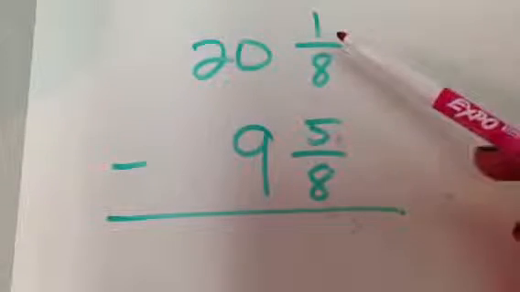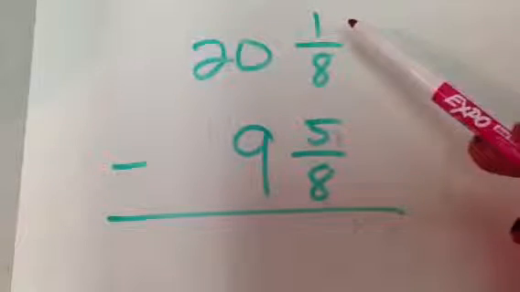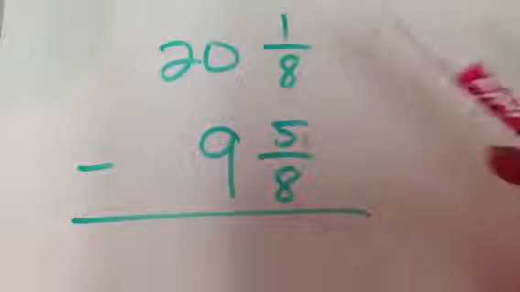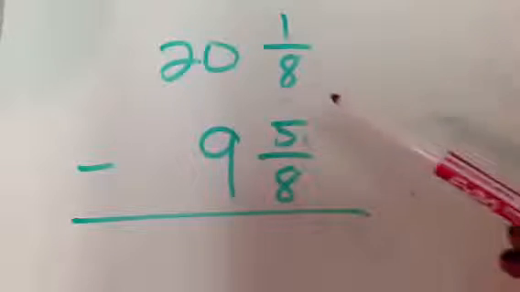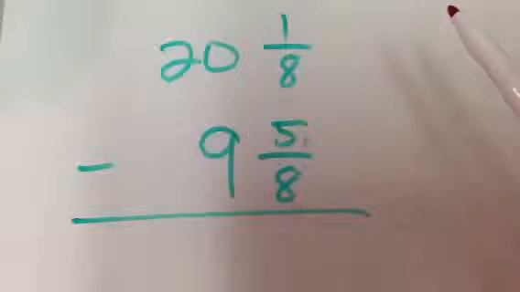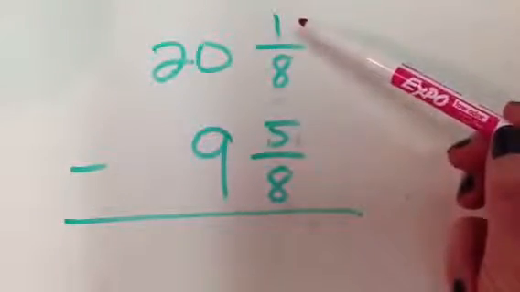Can I take 5 from 1? No, I can't. That 1 is smaller. So I have to borrow. Okay, and so here's what I'm going to do. There's a couple of different ways to think about it. I'm going to show you the one way first, and then I'll show you on another problem sort of more of a shortcut way to do it. Okay, so I can't take 5 from 1, so I have to borrow.